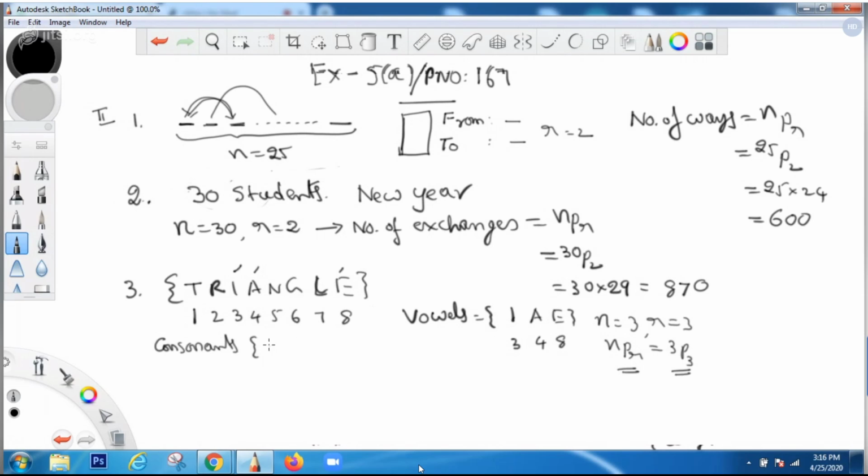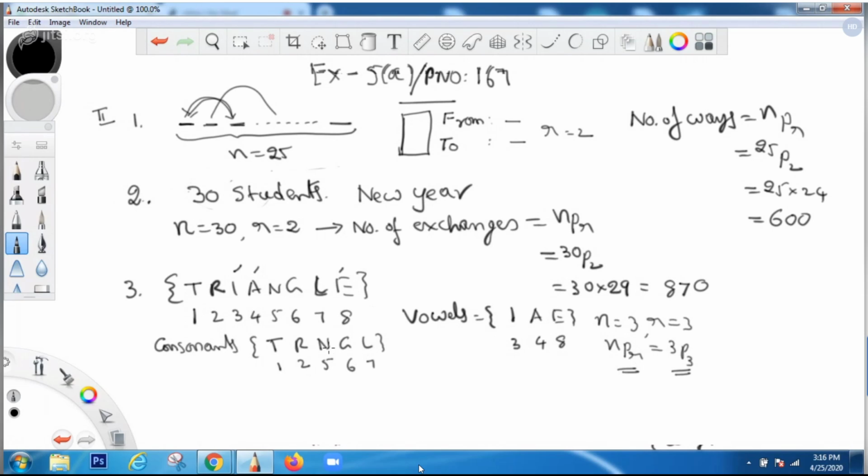What are the consonants available here? T, T, R, R, N, N, G, L, G, L. T is in first place, R is in second place, N is in fifth place, G is in sixth place, L is in seventh place.